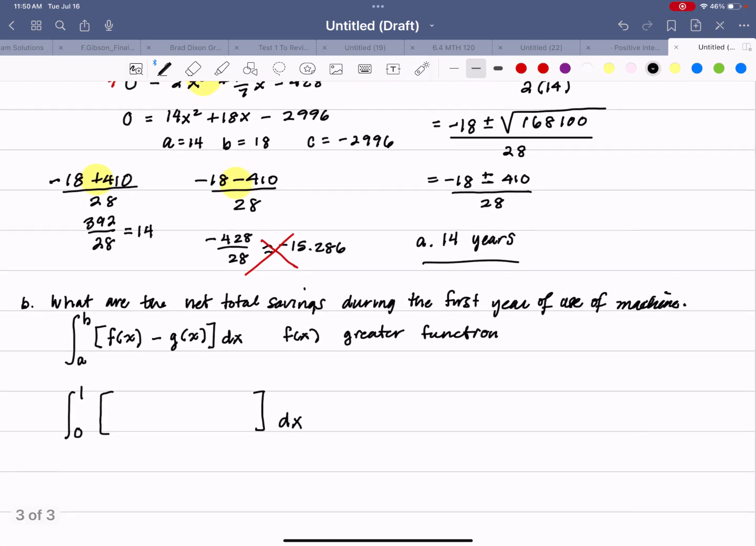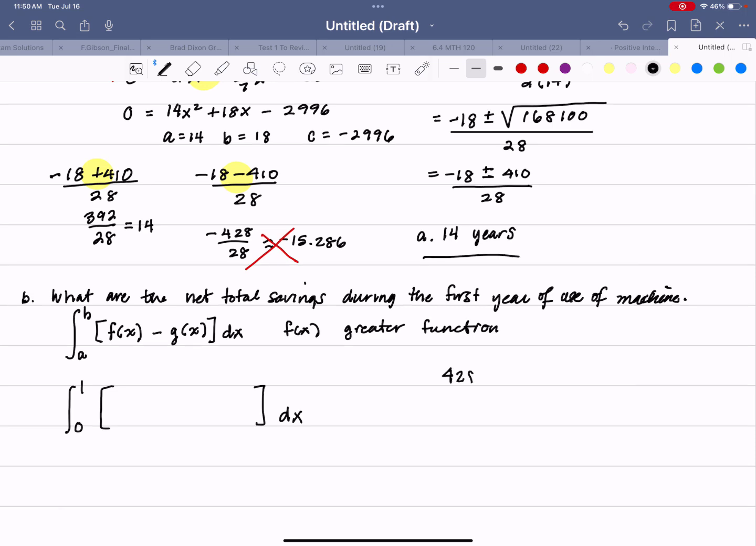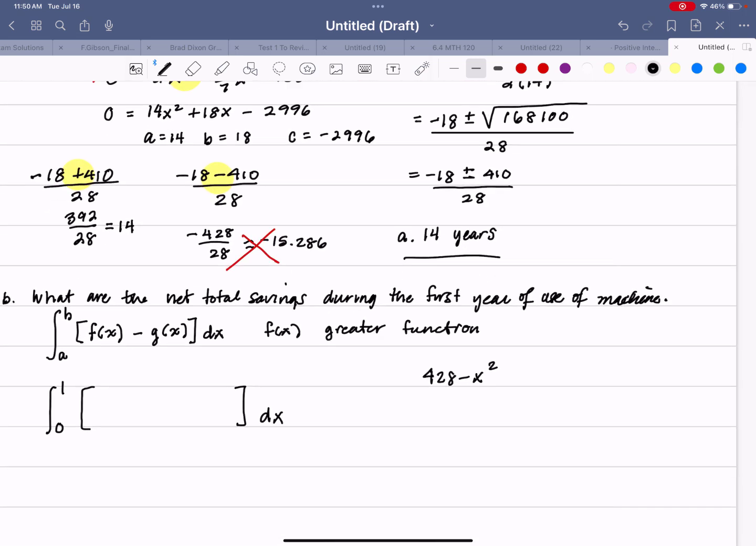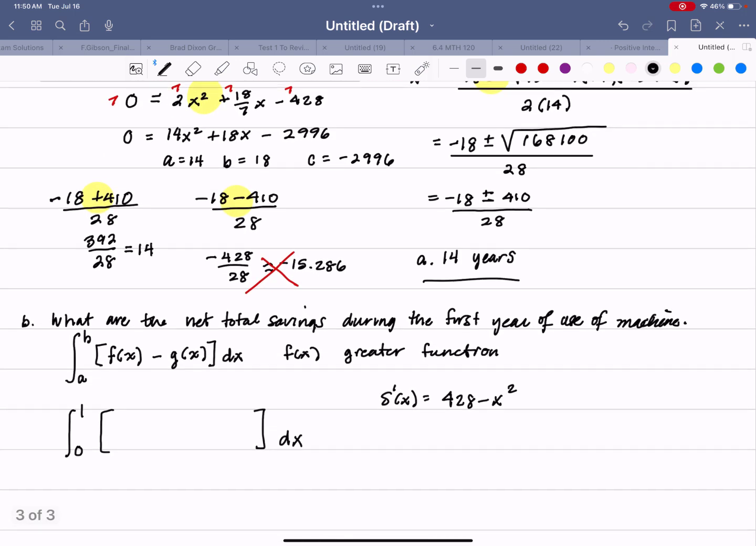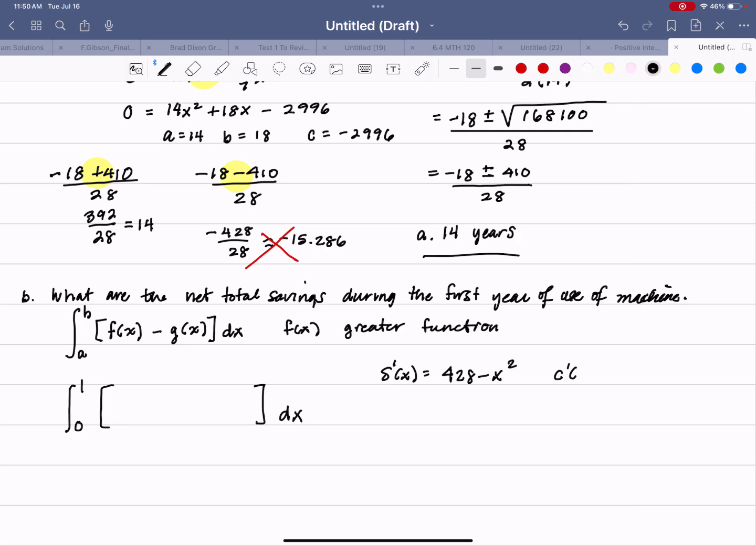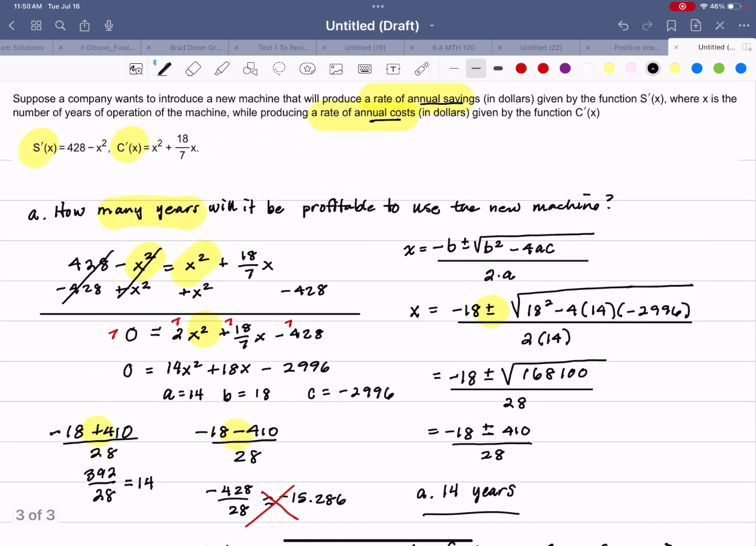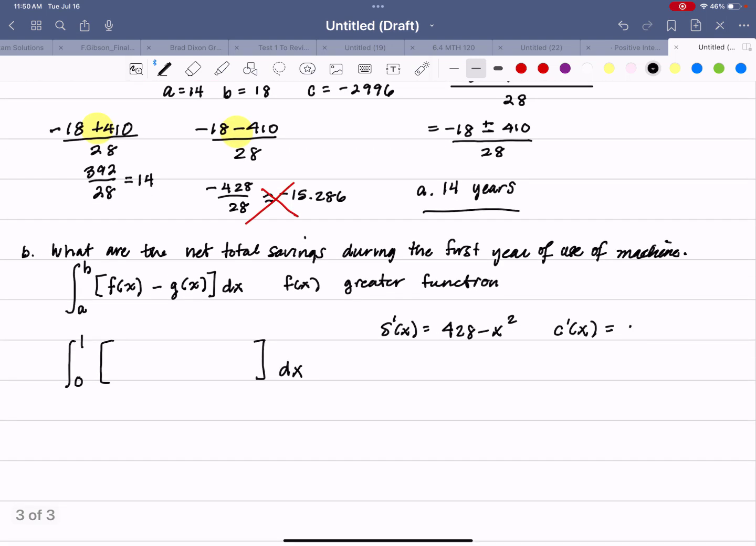428 minus x squared. Let me write them here. 428 minus x squared. That is our change in our savings over time. And this is our cost. And notice those derivatives mean that it's the rate of change of the cost. So x squared plus 18 over 7x. So we want to know between 0 and 1, which one of these is higher.